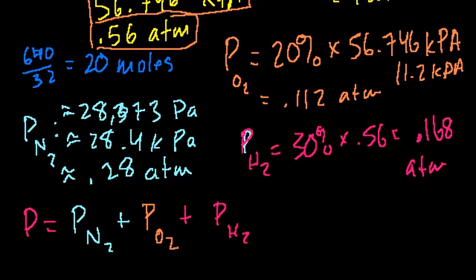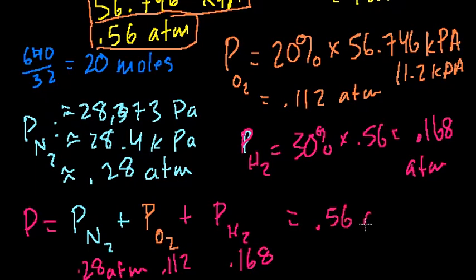And so this one we figured out was 0.28 atmospheres. The oxygen was 0.112 atmospheres, and this was 0.168. And if you add these together, you will see indeed that they add to 0.56 atmospheres, which was the total pressure of our system.